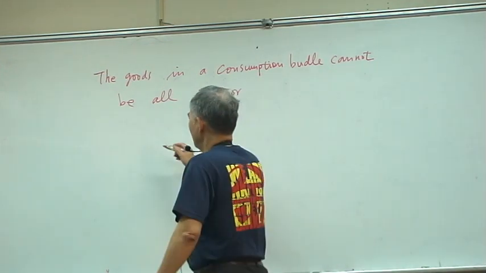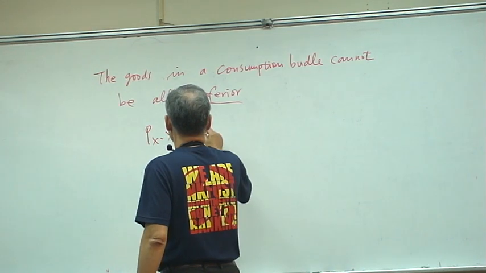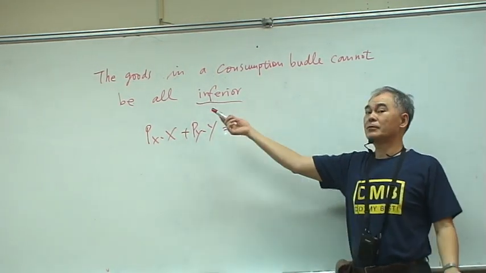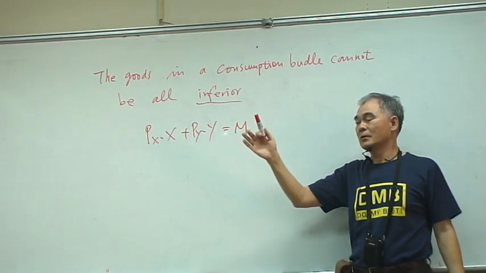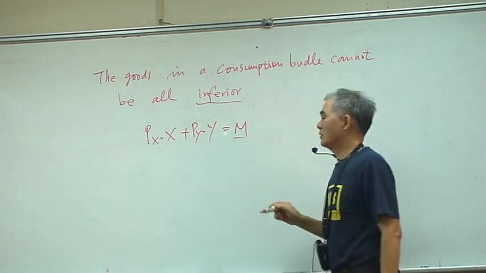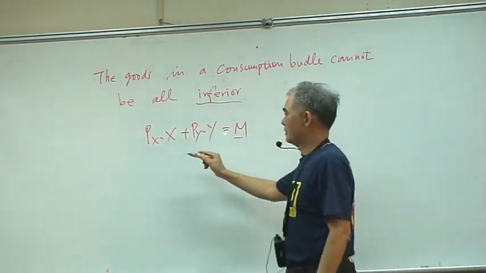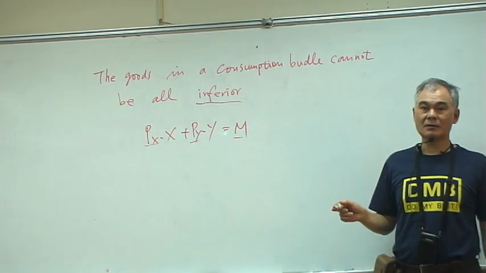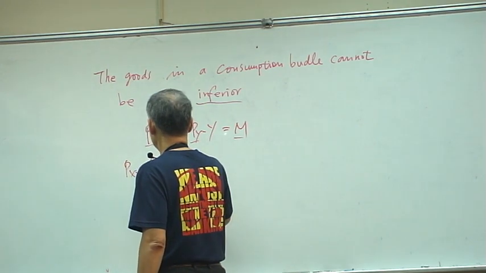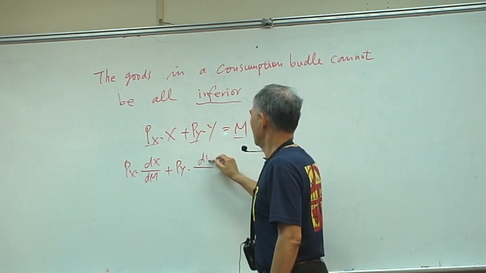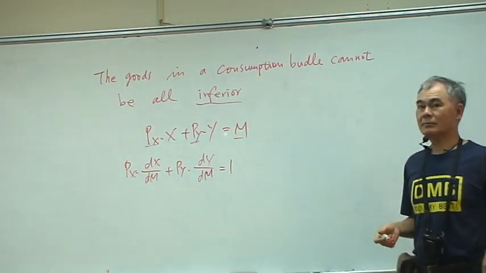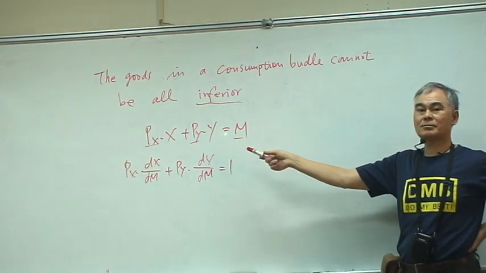Income elasticity. So we have the budget constraint px times x plus py times y is equal to m, right? So this is the budget constraint. And because the concept is related to inferior or normal, that's income, right? So we have to treat income as a variable. So we're going to differentiate with respect to m. And because the price of x and price of y are determined by the market, basically they are constants. So we have px times dx/dm plus py times dy/dm is equal to 1. Okay? Differentiate the whole equation with respect to m.